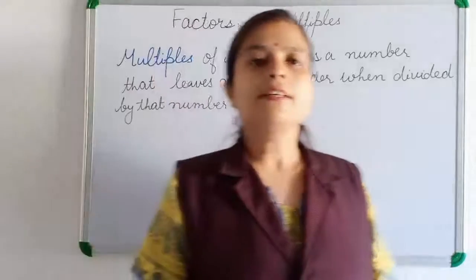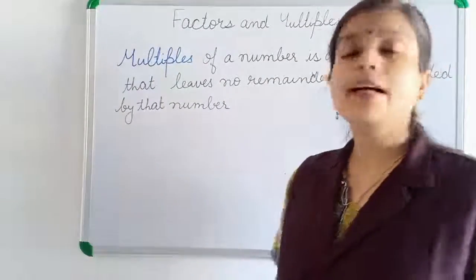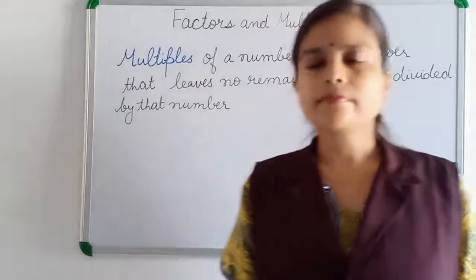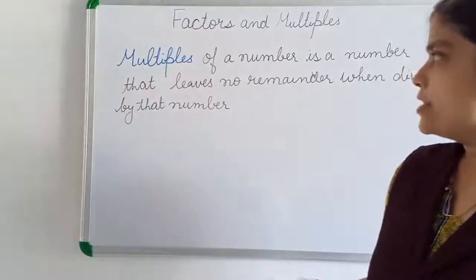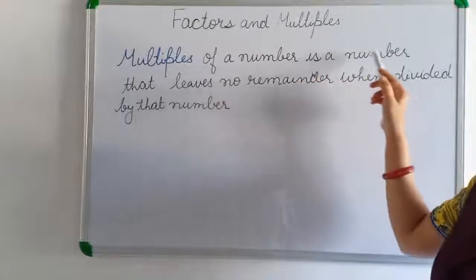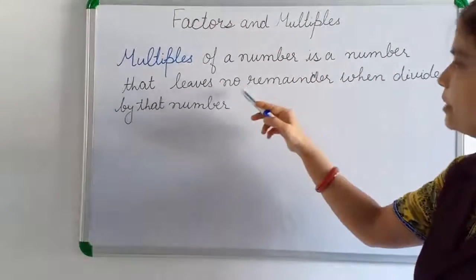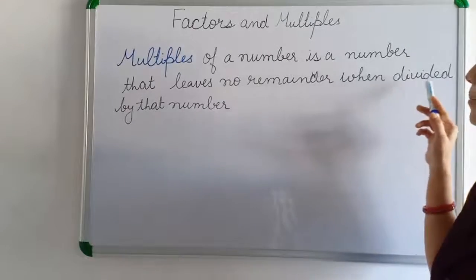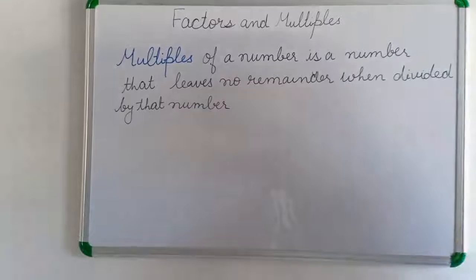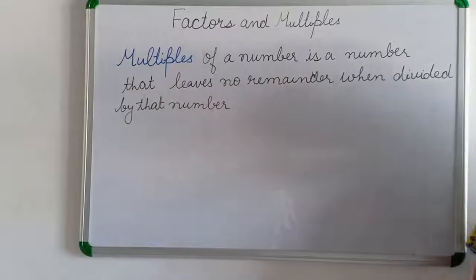In the chapter Factors and Multiples, today we will discuss multiples. So here is the definition of multiples. A multiple of a number is a number that leaves no remainder when divided by that number. By the definition you can understand what multiples are. Let's have some examples.